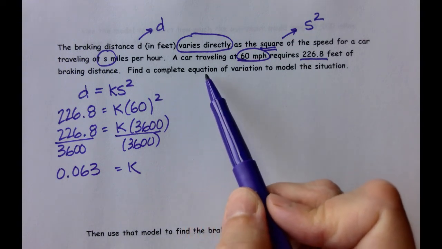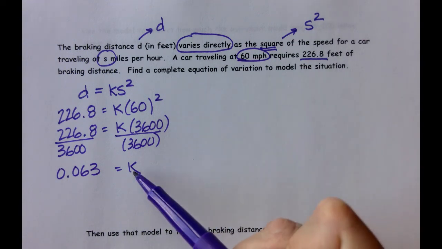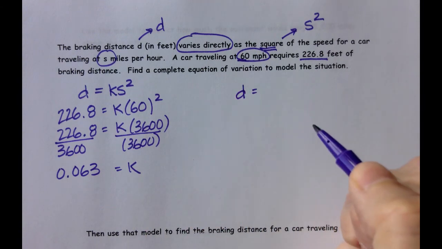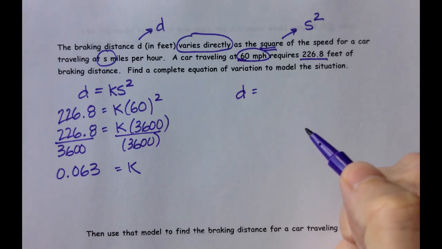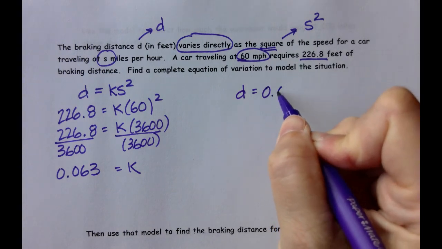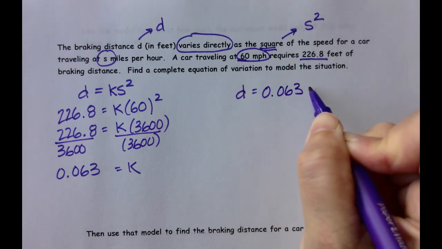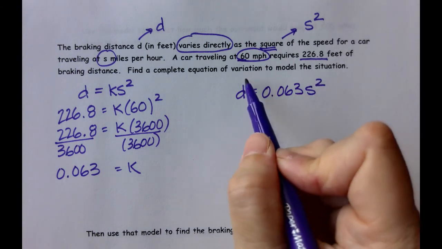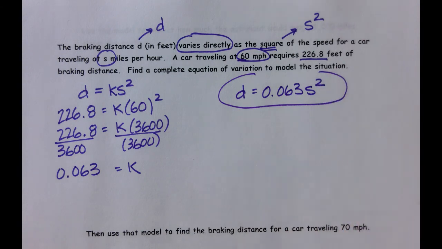For the complete equation of variation, I need to put this k value back into the generic equation. Our specific equation should read d equals 0.063 times s squared. This is our complete equation of variation.